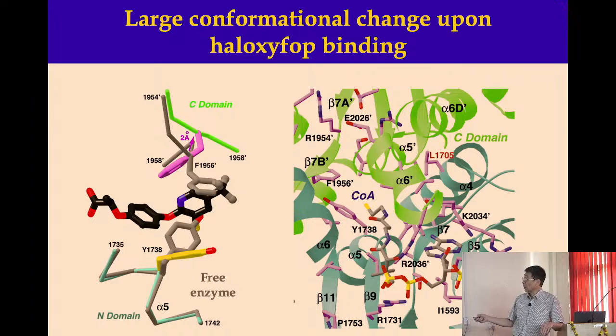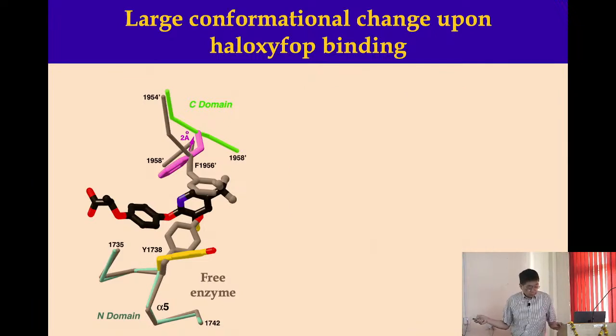Before the compound can bind, this tyrosine has to assume a different rotamer. You remember rotamers? Okay, so the tyrosine changed its conformation. In addition, the phenylalanine also assumed a different rotamer. Going from here, you can see the side chain changed. In addition, there's a 2.5, oops, wrong direction.